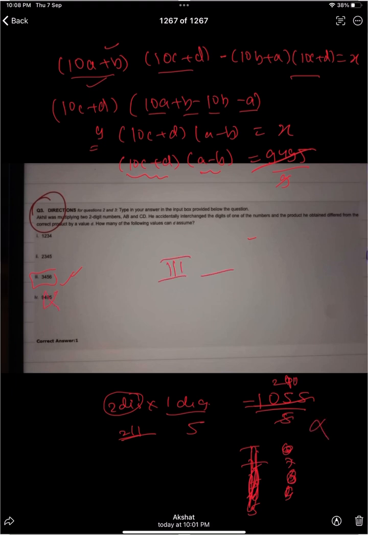Ultimately we are left with option number 3, so only one value is possible. Okay, so this is the answer. This is a very good question. I hope it is clear now.